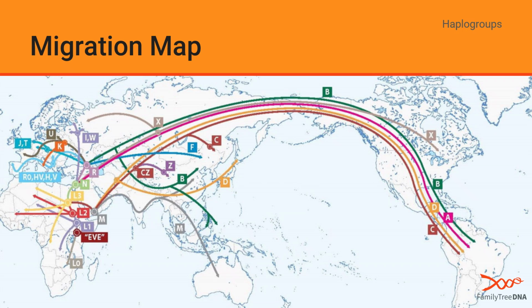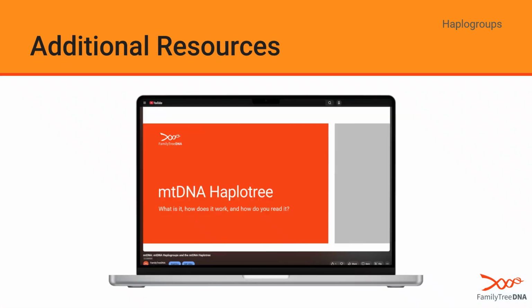So we are going to be talking a lot about migration routes and haplogroups in this presentation. If these are new concepts to you, if terms like haplogroups or the haplotree are new concepts, then I would encourage you to pause this video and go take a look at our YouTube page and take a look at a video called mtDNA Haplotree. This will help explain some of the concepts that we're talking about. So I'll give you a moment to do that.